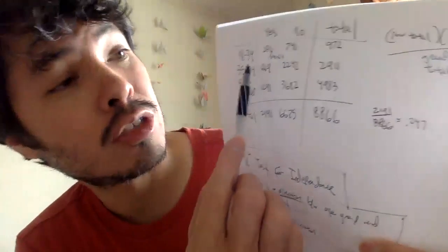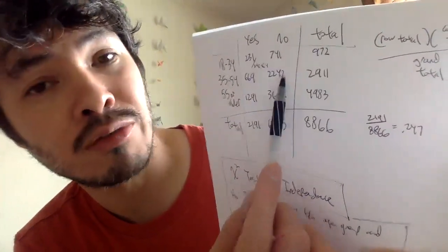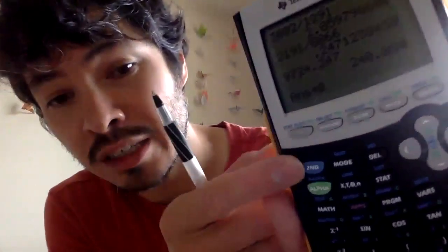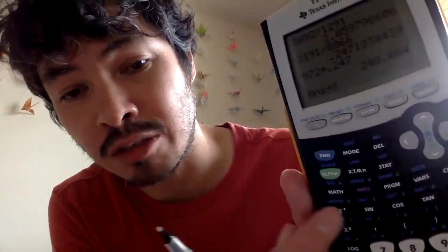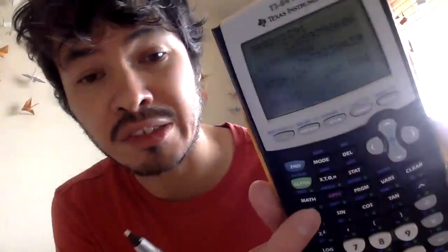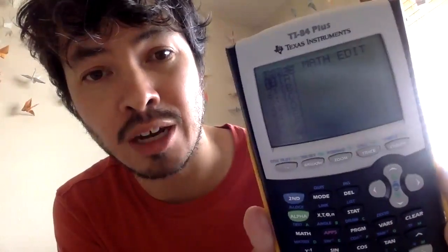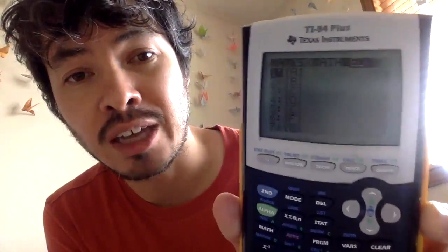Okay, but here's how you're actually going to do it. I'm talking you through the method, right? But we're just going to do it on the calculator. So here's how we do a chi-square test for independence or homogeneity on the calculator. We're going to enter our observed data, the 231, 741, 669, 2242, in a matrix. So you go to second, x to the negative 1, see that matrix in blue? Second matrix. There they are. And then go over to edit, matrix A, enter.